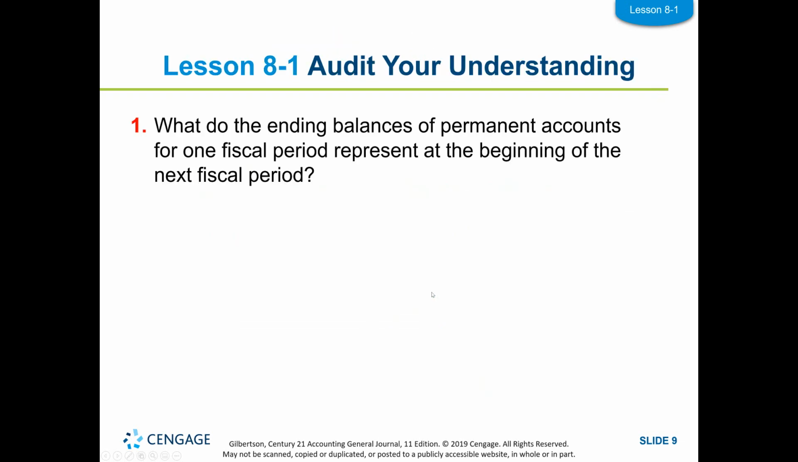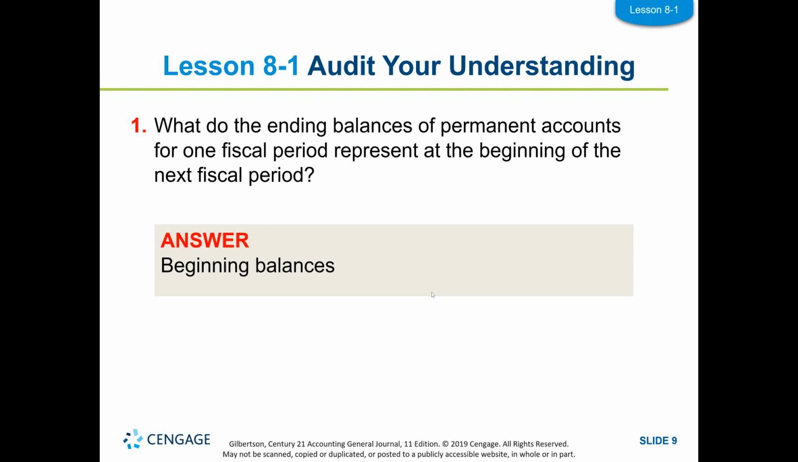So taking a look, we have a couple questions here I want you to ponder. So here's the first one. What do the ending balances of permanent accounts for one fiscal period represent at the beginning of the next fiscal period? So permanent accounts. Cash is a permanent account. Accounts receivable for Grasso. Mrs. Grasso Capital. Those are our permanent accounts. If I had accounts payable, Don's Quality Market, that is also a permanent account. So what does it represent at the beginning of the next fiscal period?